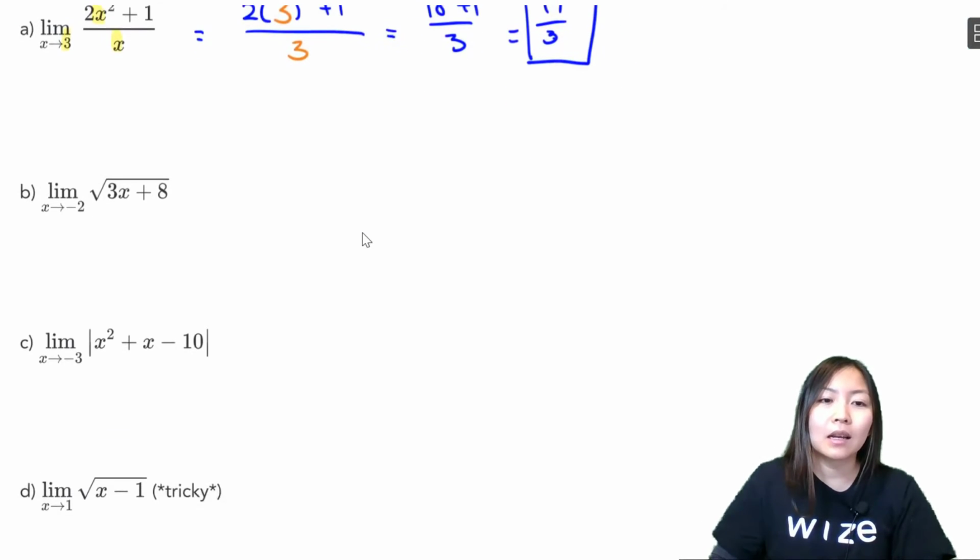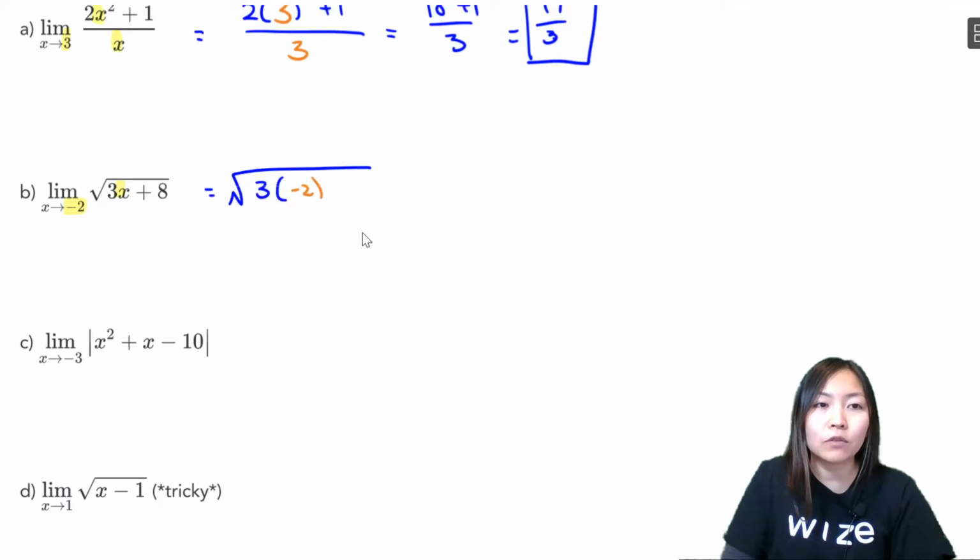Okay, let's take a look at this next one. So again, do the same thing. Do a direct substitution. Whenever there's an x, sub in a negative 2. So here we have the square root of 3 times, instead of x, it's now negative 2, plus 8. This is going to give us a square root of 2, which is a finite number. So this is the limit.